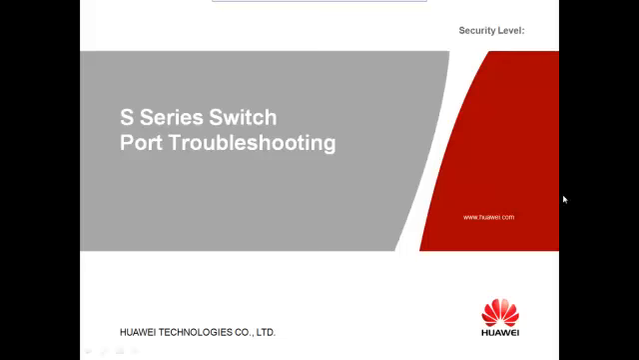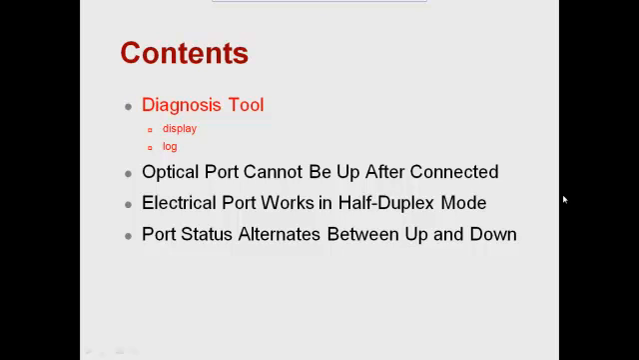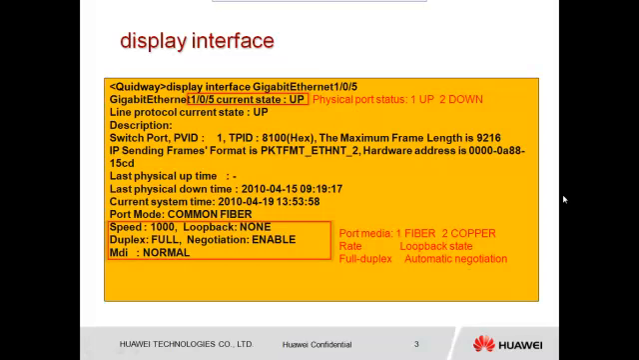Okay, S-series switch port troubleshooting. First step, let's see the diagnosis tool. There are two things, display and log. We can use the display interface command to check the information about the interface. Here we can see whether the physical port status is up or down.